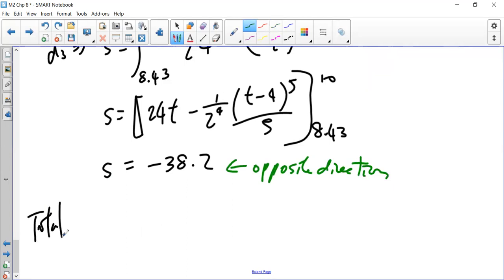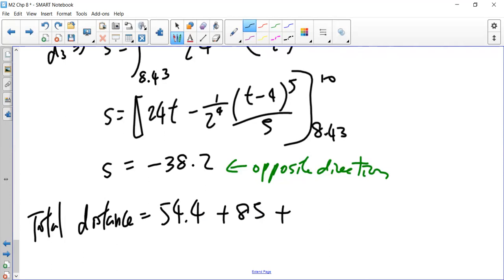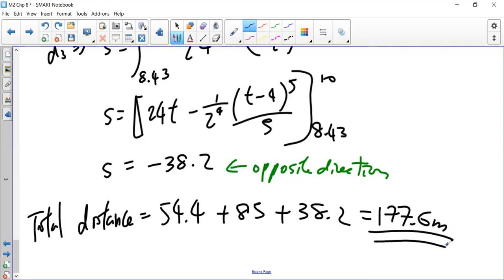So the total distance is going to be 54.4 plus 85 plus 38.2. We can ignore the negative, and you get 177.6 meters. That's the hardest part about this question.